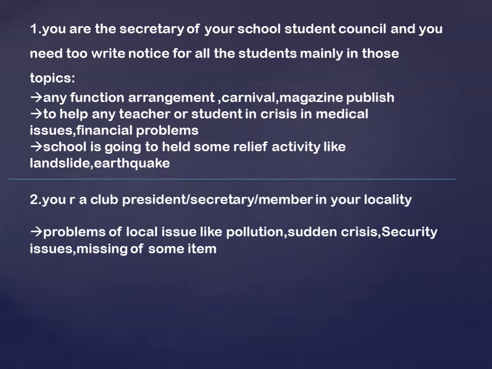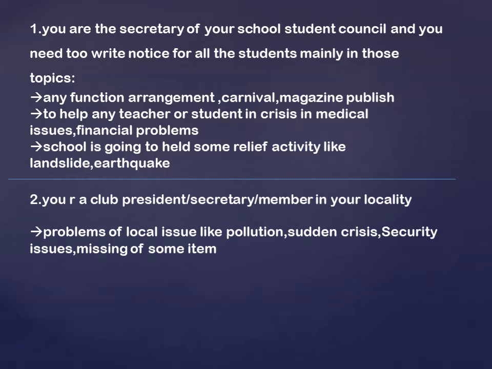So what are the topics? They are like this. And the second type is not at all related to your syllabus, where you do not write as a school student council member but as a club president, secretary, or member of a local club of your locality. Here you have to write about local issues like pollution, sudden crisis, security issues, missing of some item from the locality, and you write the notice for the inhabitants of your locality.